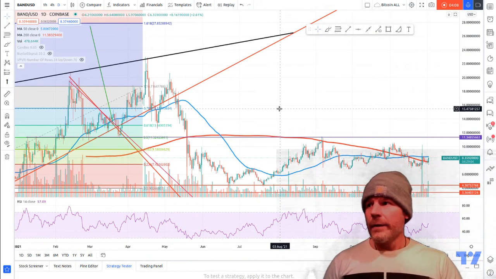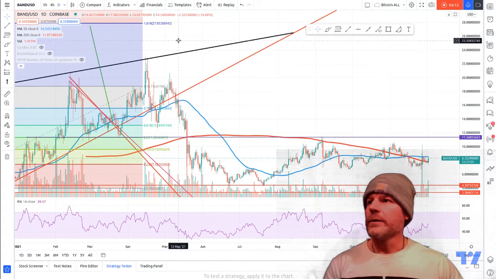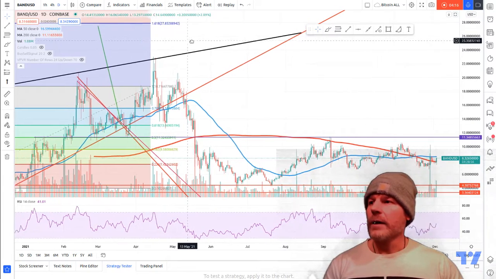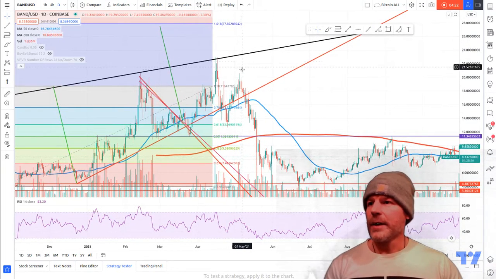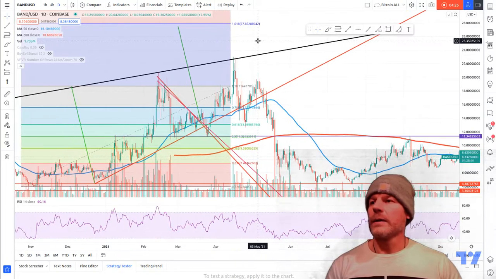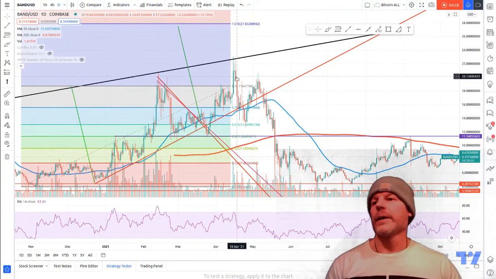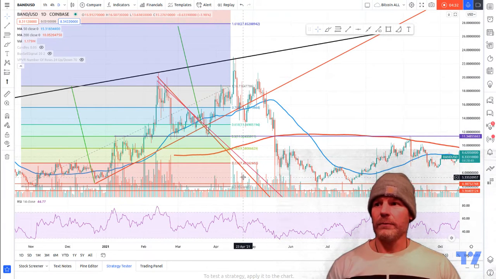All right. That said, let's take a look at Band here. Somebody requested I do some analytics on Band, and really I haven't touched this chart in a while. It's been a minute. It's probably since we dropped out of this ascending triangle. All right, so first thing, ascending triangle is bearish. And what did we do? We dropped out of it and we dropped hard.